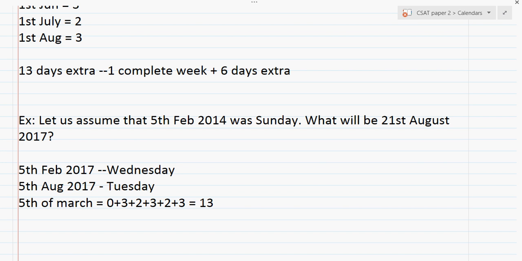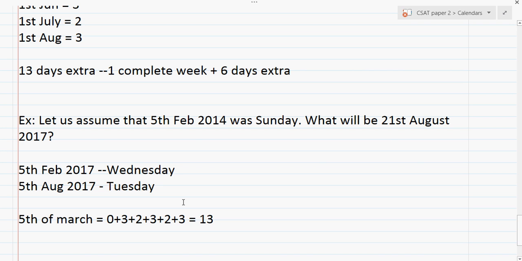So 5th is Tuesday. Now we have to find 21st, right? So how many days do we need to add to arrive at 21st? It would be 16 days, right? Which means 2 weeks plus 2 extra days. So 2 weeks plus 2 extra days, and the 2 extra days would be added to this Tuesday: Wednesday and Thursday. So 21st August 2017 would be Thursday, right? So that's how we do it.